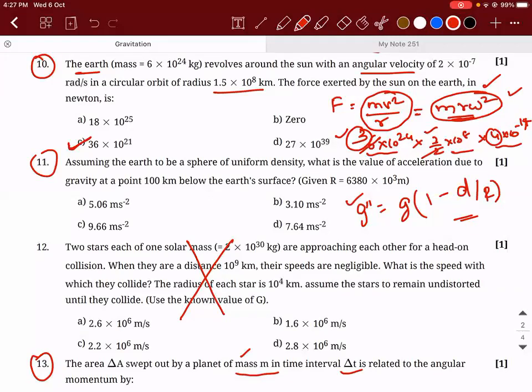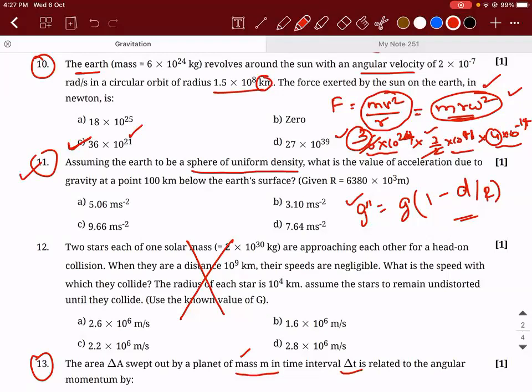Only to be added here is this should be in terms of meter. R is in terms of kilometer, right? This should be in terms of meter. That's it. So 24 plus 11 is 35. 35 minus 14 is 21. Okay. 11th one.